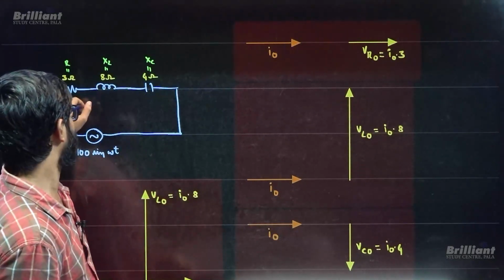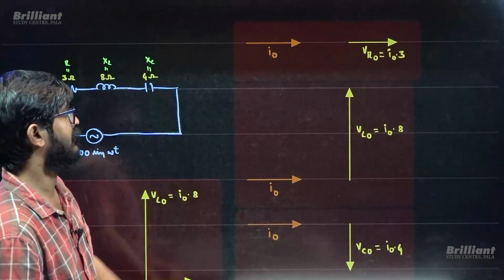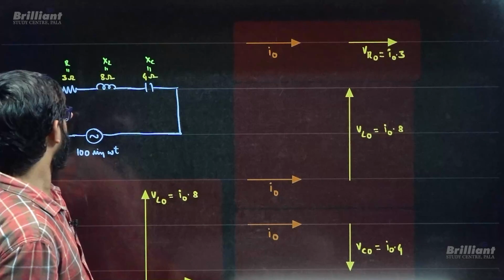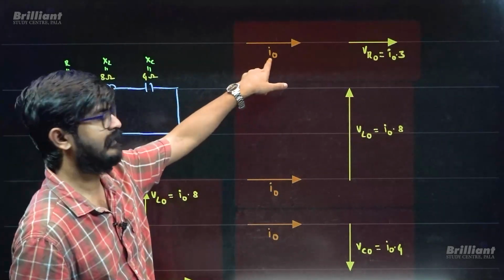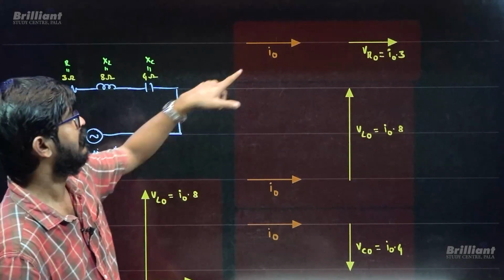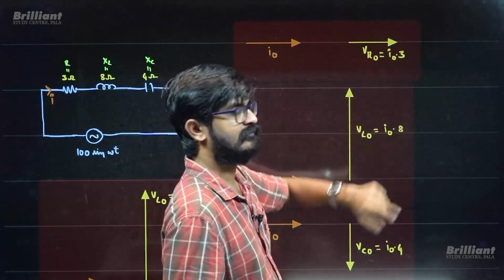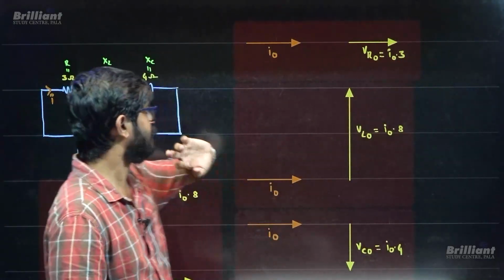So I will take current as reference. These three are in series, so current is a common thing. I am taking current as reference and I am drawing the phasor diagram for the maximum values. Current maximum value, I am calling it as I naught. Current in the resistor and voltage in the resistor will be in phase. Voltage in the resistor will be current into resistance, I into R.